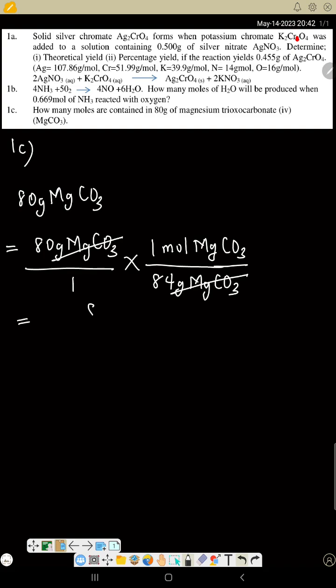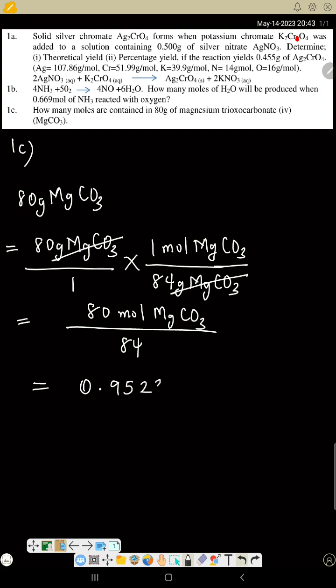So this is 80 mole of magnesium carbonate divided by 84. So 80 divided by 84 is 0.9524 mole of magnesium carbonate. Answer.